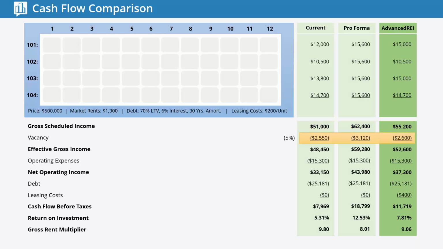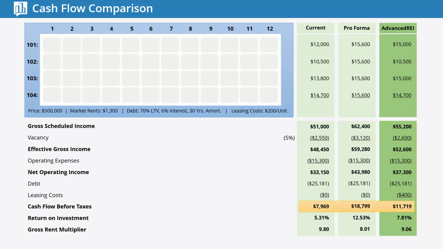Now, if we move down to the vacancy field, AdvancedREI's vacancy amount is calculated on a per unit basis, giving you total control over which units, at what month, and for how long those units are vacant. While on the other hand, the current and pro forma's vacancy amount is calculated based on some arbitrary percentage that's not specific to any building or any unit within that building. It's just a percentage that supposedly represents the majority of buildings in an entire area or city.